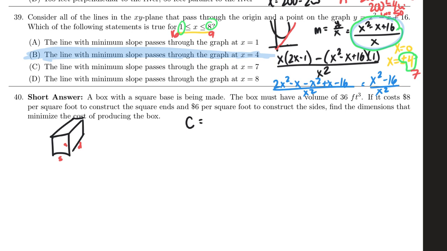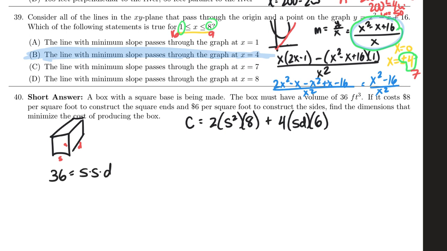So our cost, there's 2 ends. Those have an area of s squared. And they're going to cost $8 per square foot. There's 4 sides. Those have an area of s times d. And they cost $6 per square foot. All right, so that is our cost function, but we have 2 variables, s and d. But what we do know is that the volume, which when we multiply our 3 dimensions together, is 36. I want to solve for d because that only appears once in my equation.